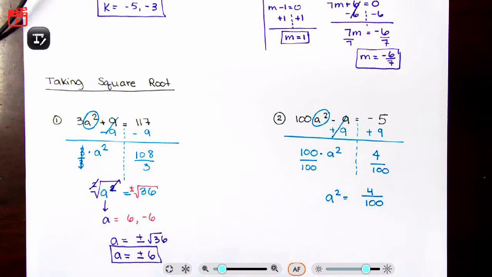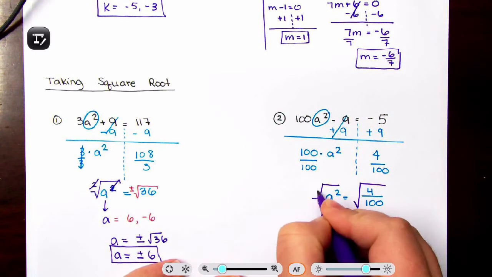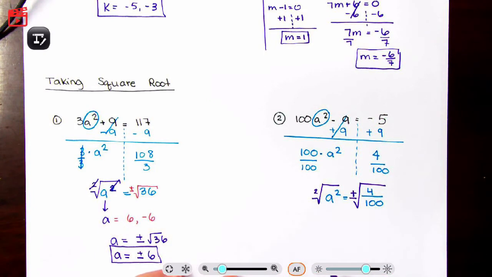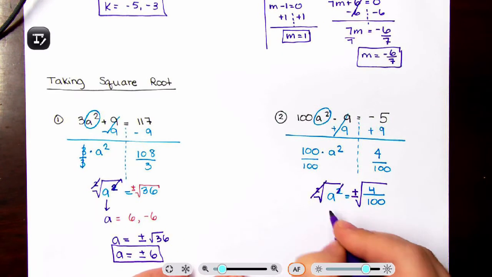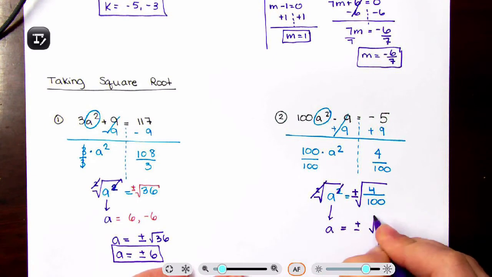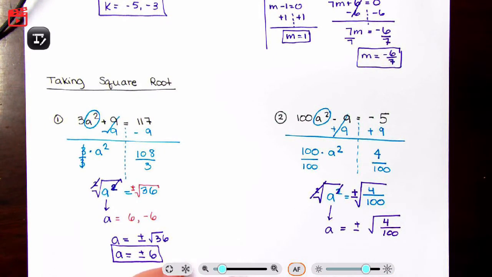Okay, here's the thing, you guys. This one's a little bit different, but don't worry, it's going to be okay. Same step, which is the square root. Again, this is a secret 2 here, and then on this side you have a plus or a minus. My squared and square root, they undo each other, so I'm left with just a. Now on this side, notice I have perfect squares. I have 4 and I have 100.